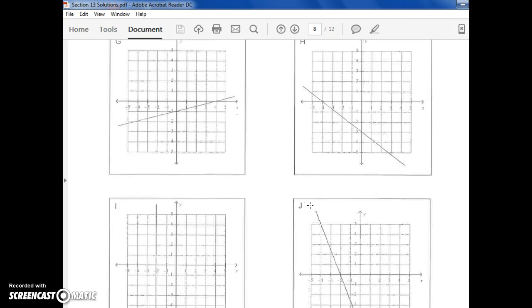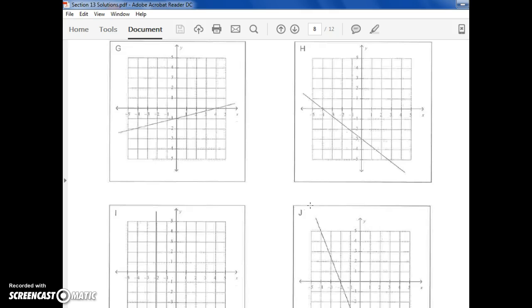Graph G and graph H, and actually I and J together as well. When we look at the x-intercept for graph G, we are at +4, and our y-intercept is at -1. On H, our x-intercept is at -4, so that would classify as a negative x-intercept, and our y-intercept is at -3. Graph I is a vertical line, so looking at the y-intercept, there isn't one because it's parallel to the y-axis, and the x-intercept is where the line crosses the x-axis, which is here at -2, so that's a negative value.